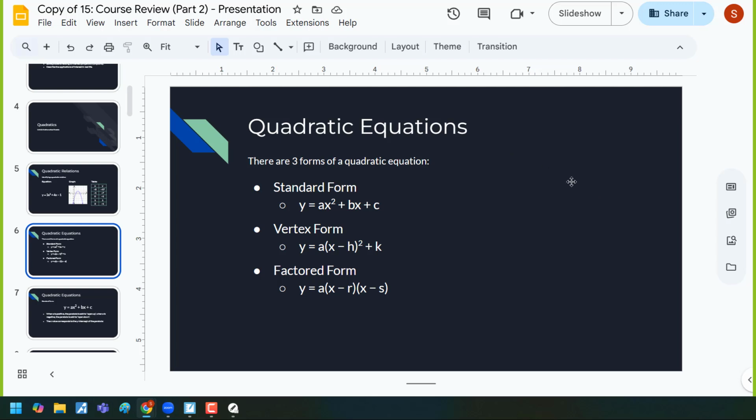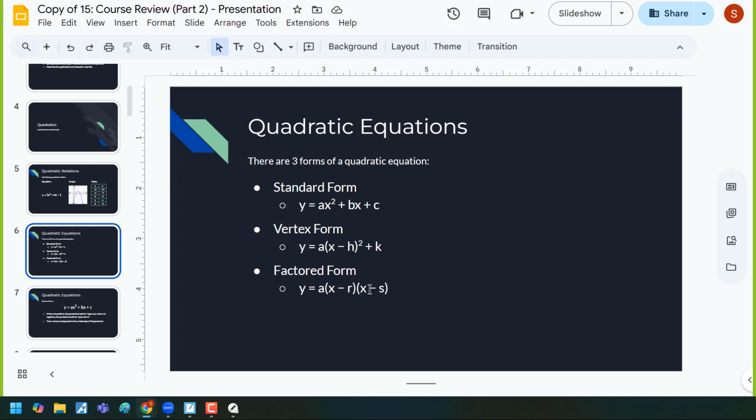Quadratic equations. There are 3 forms of a quadratic equation. We went over this in our class. Standard form, which is of the form y equals ax squared plus bx plus c. We have vertex form, which is y equals a times (x minus h) all squared, plus k. And we've got factored form, y equals a, and then brackets x minus r, and then brackets x minus s.